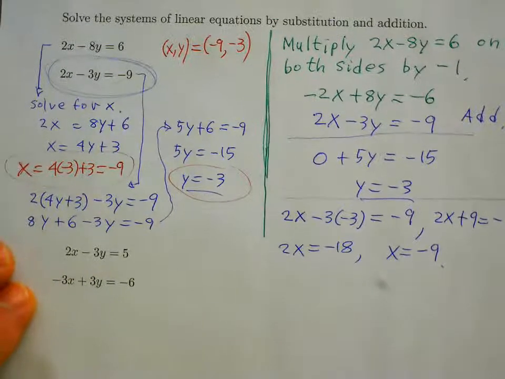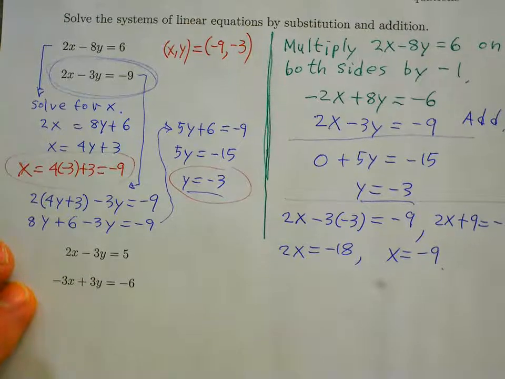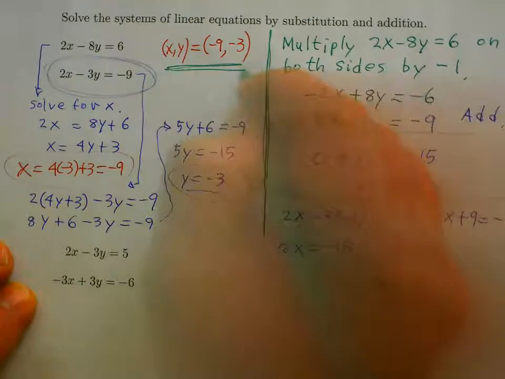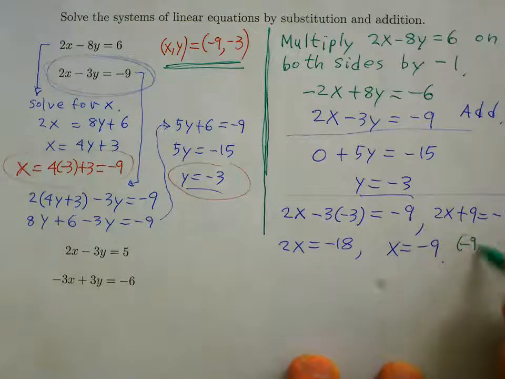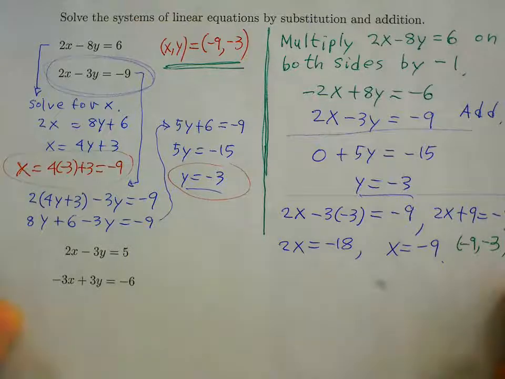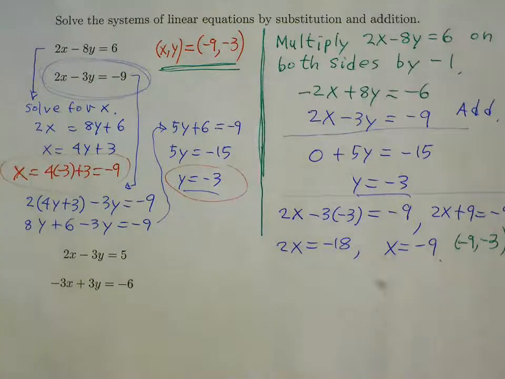So either way, we get the same result, the ordered pair -9, -3. Okay, in general, you don't have to solve a system two different ways. This is just to show you that it doesn't matter which way you choose.